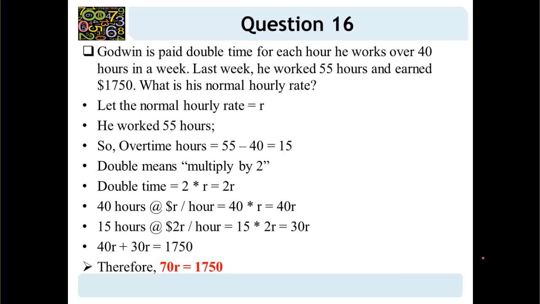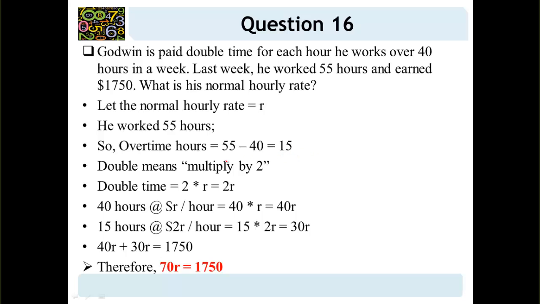So we don't know the normal hourly rate, so we assign a variable. Let the variable be R. Now, he worked 55 hours, right? So that means over 40 hours, so he has some overtime. So what is the overtime hours? 55 minus 40, which gives us 15.